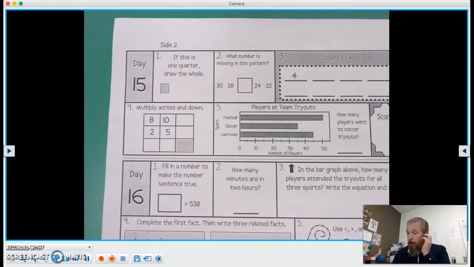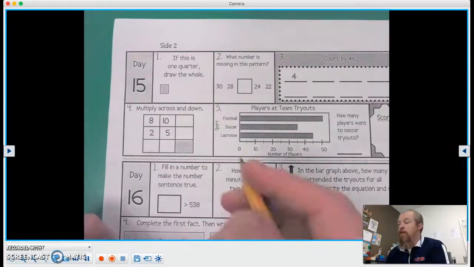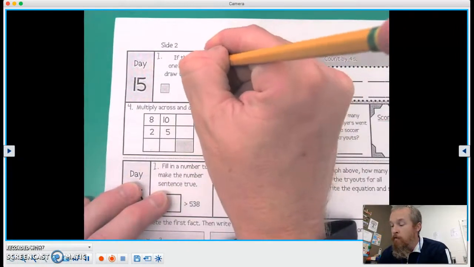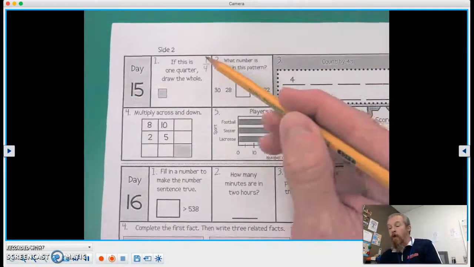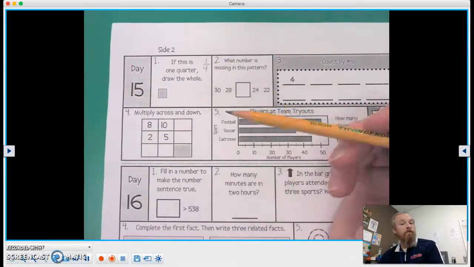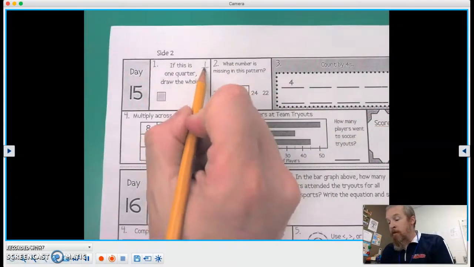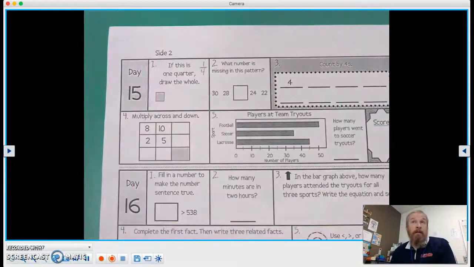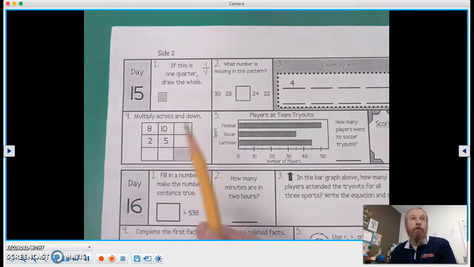All right, number one, if this is 1/4, draw the whole. So 1/4 is like saying a quarter, meaning 4 quarters make a dollar. So 1/4 would be 1 out of the 4 quarters. I always like to think of this line can mean a couple things. One of the things I think it means is "out of." So this is like 1 out of 4 equal pieces.